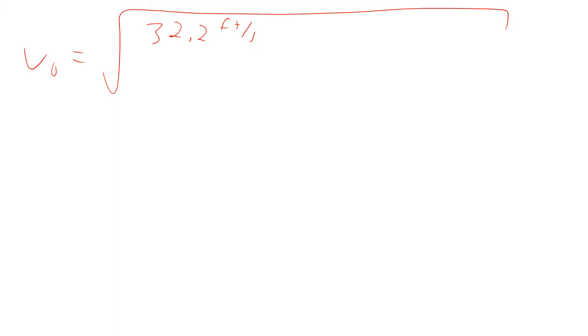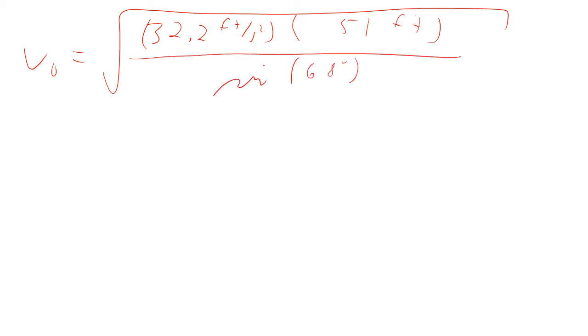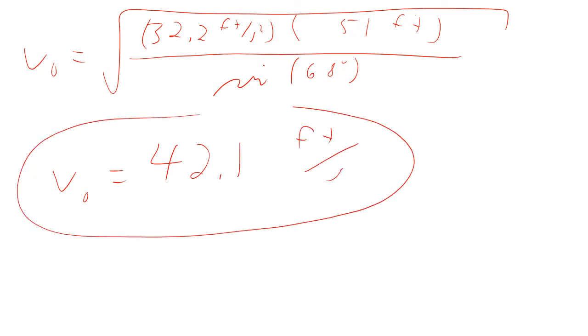So v naught is going to be equal to the square root of 32.2 feet per second squared times 51 feet divided by sine of 68 degrees. So it'll be 2 theta. So v naught is going to be 42.1 feet per second.